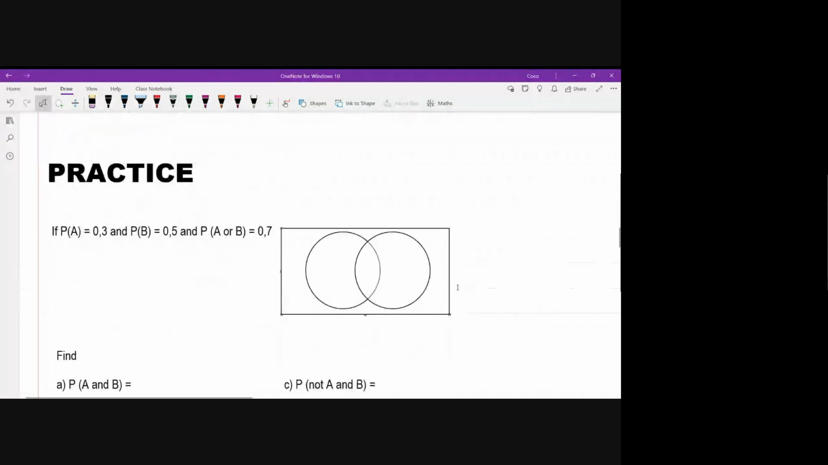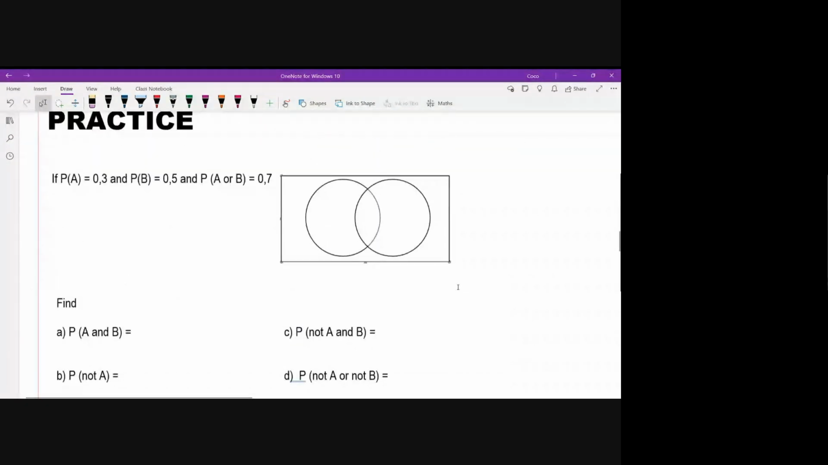So we've been given the following. It says here, if the probability of A is 0,3 and the probability of B is 0,5 and the probability of A or B is 0,7, find the probability of A and B. Okay, so let's put this all together because it's going to be a little bit trickier than we're thinking. We know that we've got 2 events, A and B.